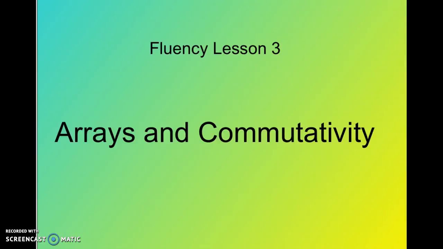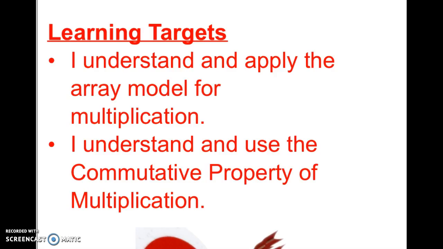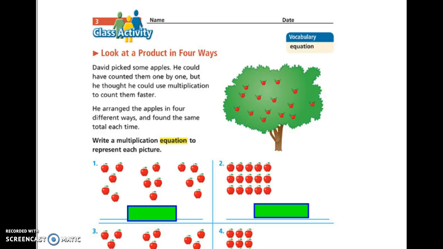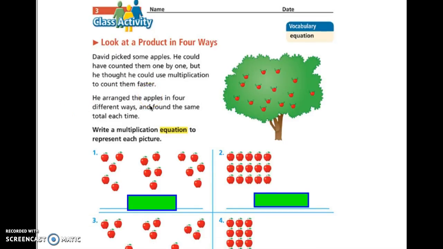This is Mrs. Naslund, and today we'll be doing Fluency Lesson 3, Arrays and Commutativity. Our learning targets for today are: I understand and apply the array model for multiplication, and I understand and use the commutative property of multiplication. Now, first thing we have to think about is how we can group things in different ways.